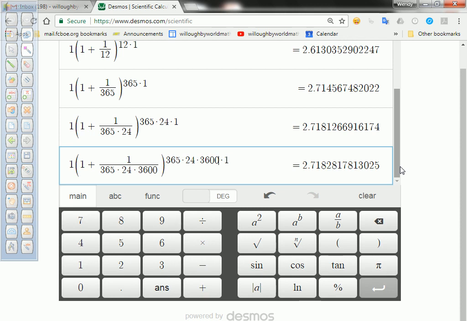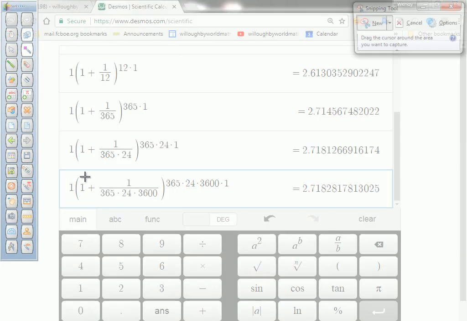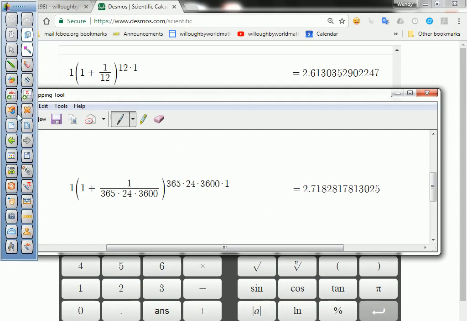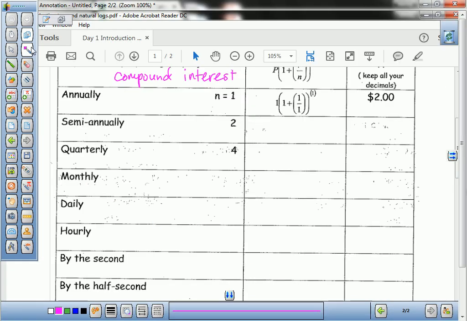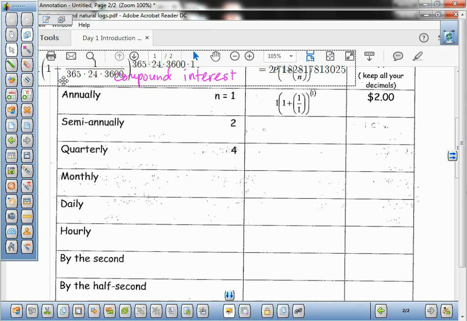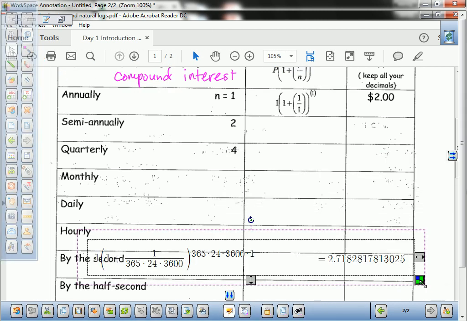Why do you have to multiply by 24? That's how many hours are in a day. It's just so big, it's not enough to write it down. But wait a minute. The last one was by the second, right? By the second, yep. All right. 2.7182817.